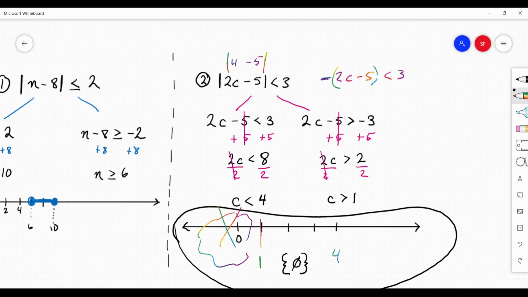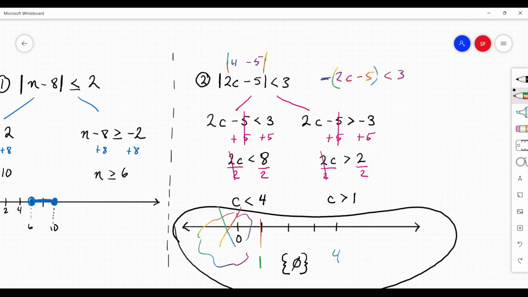Back to where I was. We're plugging a 2 in here. What is 4 minus 5? Negative 1. The absolute value of negative 1 is 1, right? So we put 1 is less than, oh. Was I looking at the wrong place? This is not no solution. Or is it? Oh, it's not no solution.